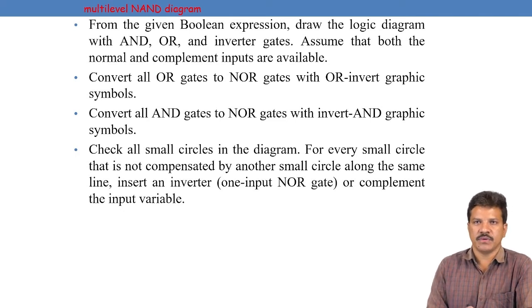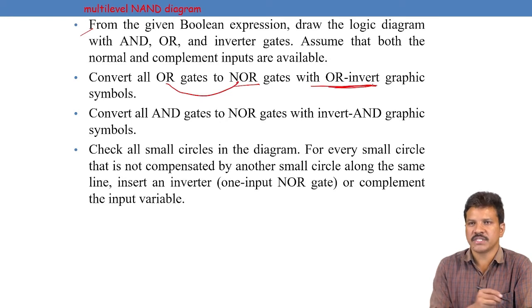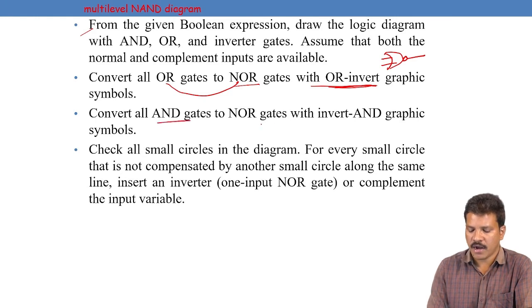Then what are the steps to follow to implement multi-level NOR implementation? The same way, whatever Boolean function is given can first be drawn as an AOI diagram, followed by converting all OR gates into NOR gates with the OR inverter. In order to convert OR to NOR, first with the help of the OR inverter, the OR gate with the inverter symbol, and then convert all AND gates into NOR gates with the help of the invert AND symbol.